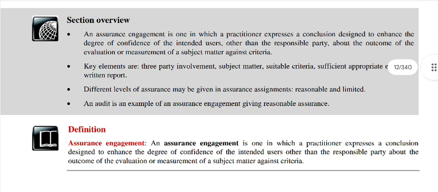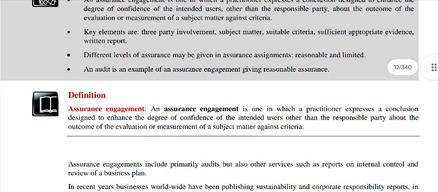Assurance defined. Section overview. An assurance engagement is one in which a practitioner expresses a conclusion designed to enhance the degree of confidence of the intended users, other than the responsible party, about the outcome of the evaluation or measurement of a subject matter against criteria. Key elements are three-party involvement, subject matter, suitable criteria, sufficient appropriate evidence, written report. Different levels of assurance may be given in assurance engagements: reasonable and limited. An audit is an example of an assurance engagement giving reasonable assurance.